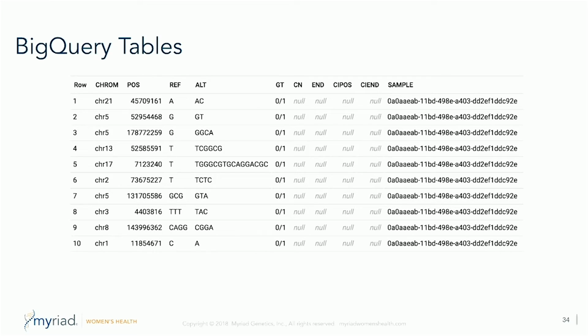So this is an example of what the BigQuery table ends up looking like after we load it in with Dataflow. As you can see, it's very similar to the GVCF that I showed earlier. It has your chromosome position, ref alt, and the genotype information available.